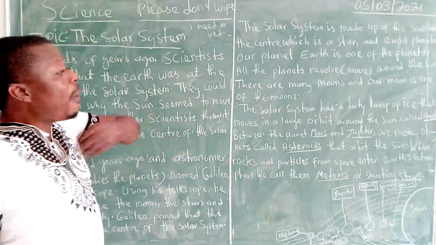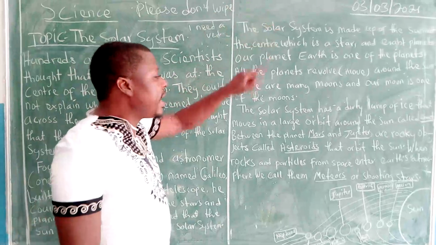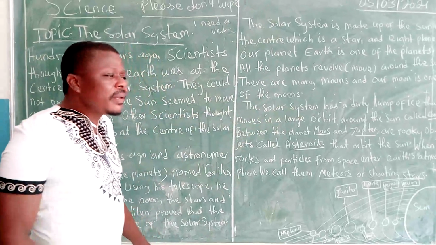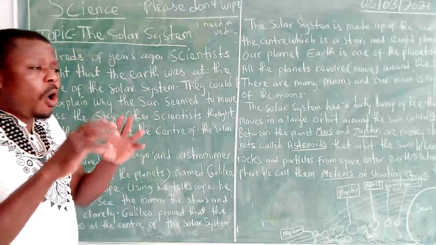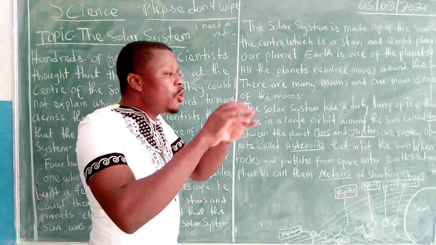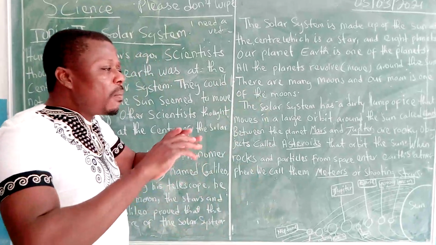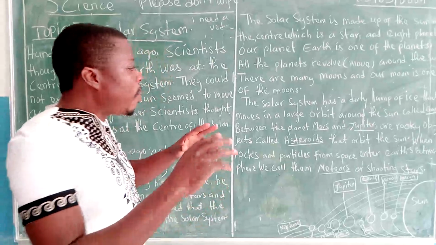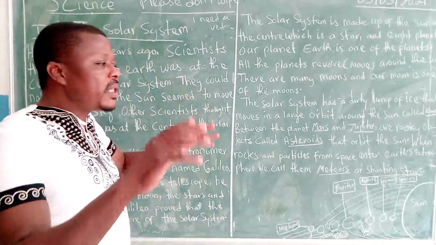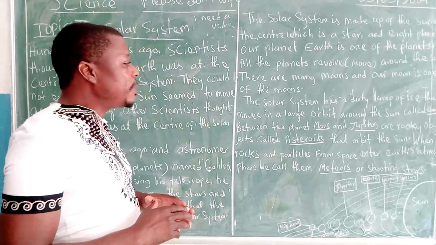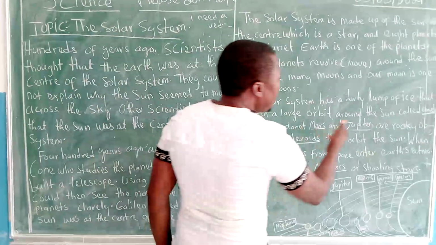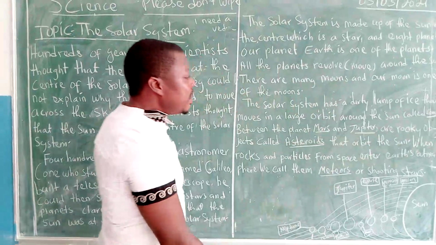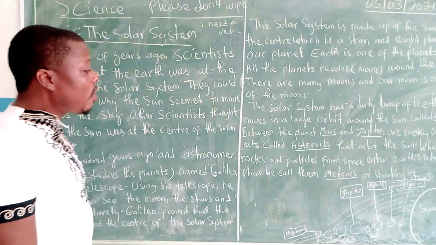He proved to us that there are many moons in outer space, and our moon, the moon that we see here, is one of the moons found in outer space. And he said there is a dirty lump of ice that moves in a large orbit around the sun in outer space. The name of that dirty lump of ice is called a comet.